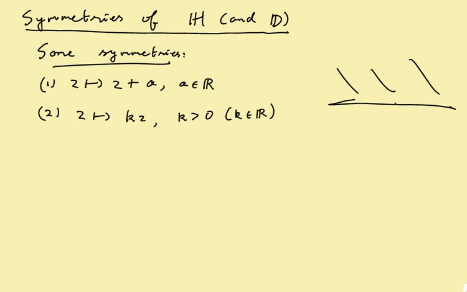This means you're scaling things. So here's the origin. So kz is just scaling things out like this. And the third symmetry, a little less obvious, z goes to minus 1 over z. Okay, you have to put this minus 1, otherwise it will take the upper half plane to the lower half plane, the reciprocal. So these are all symmetries of the plane.